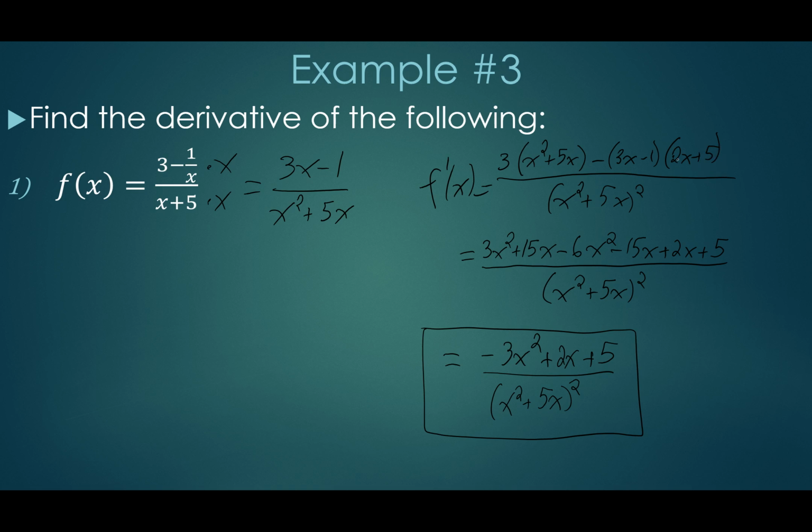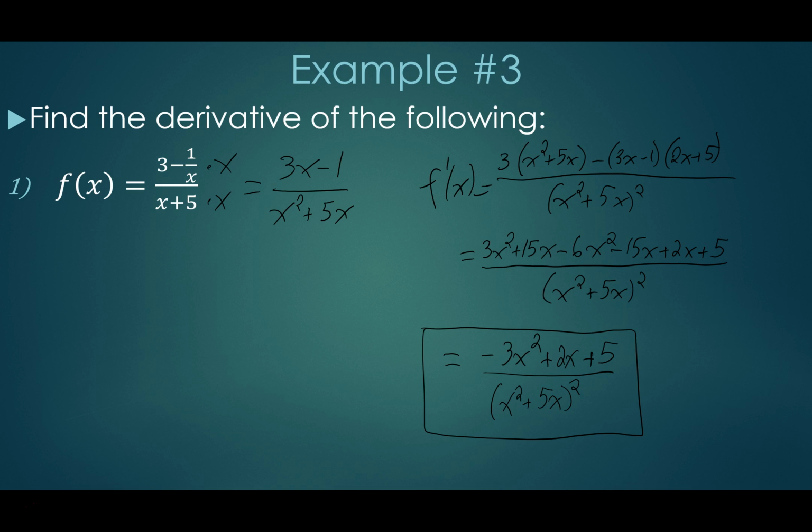From there we just distribute, 3 times x squared is 3x squared, 3 times 5x is 15x, and then 3x times 2x is 6x squared, but the negative makes it negative 6x squared. 3x times 5 is positive 15x, but again the negative makes it negative 15x. Negative 1 times 2x is negative 2x, but this negative makes it a positive 2x. And negative 1 times 5 is negative 5, but again this negative makes it positive 5. And then they combine to be that answer. So there you go. That's the quotient rule. It's really not that bad.